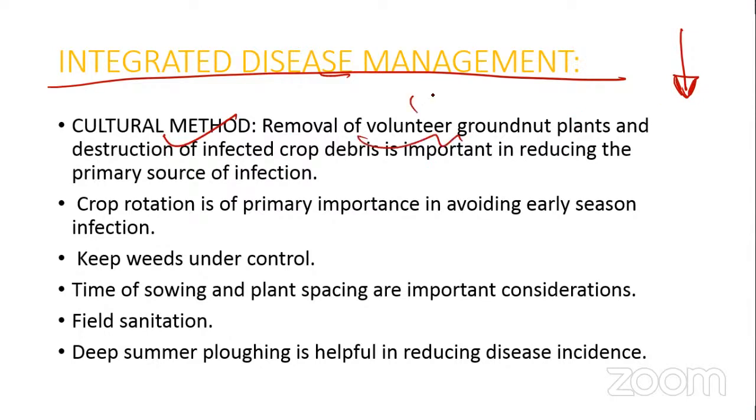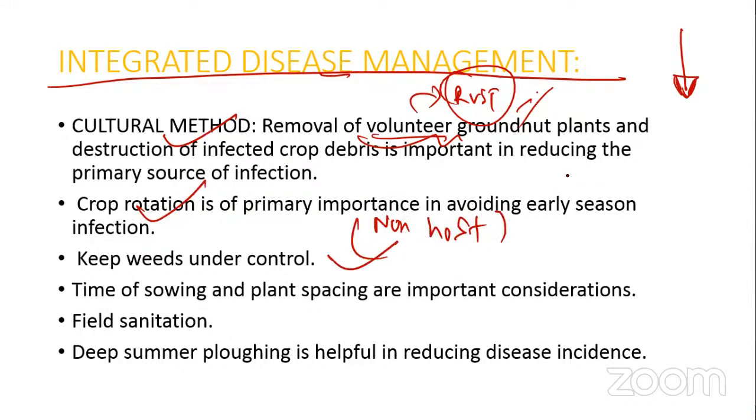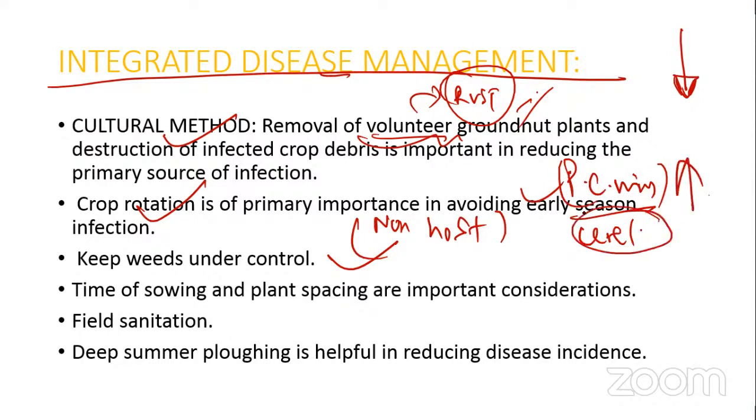Removal of volunteer plants, because you know that the rust of the groundnut will be harbored on volunteer plants. So you have to take care about the rogueing out of volunteer plants. Then crop rotation, so non-host crops should be planted. Because even with peanut clump virus, if cereals are there, the infection will be very high. So you should take care which are the non-host crops for this particular disease.